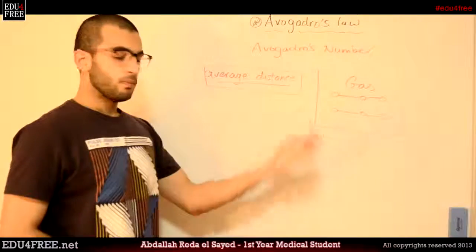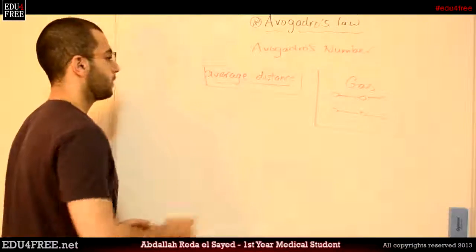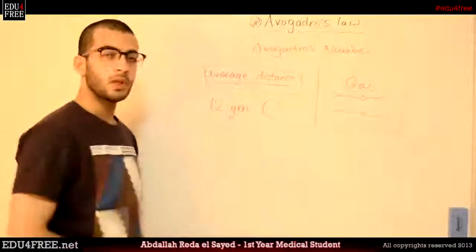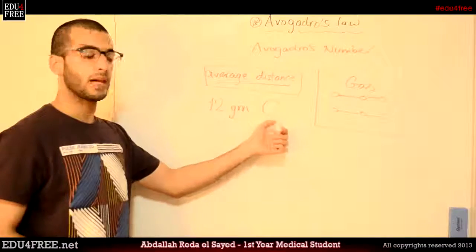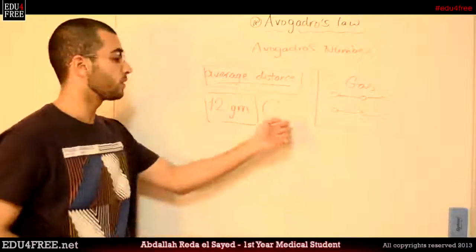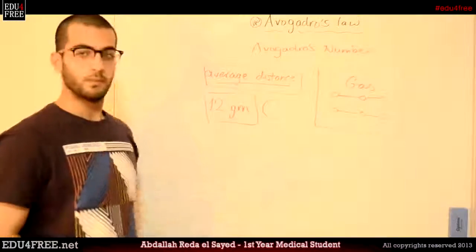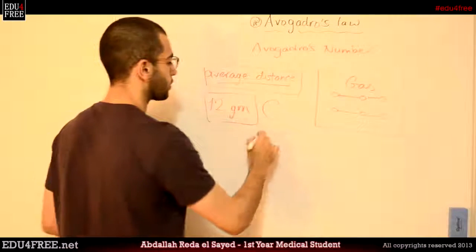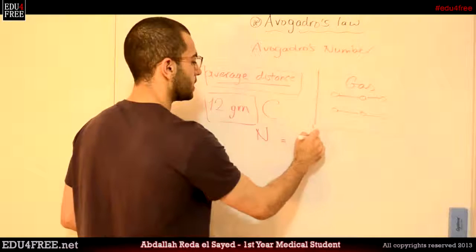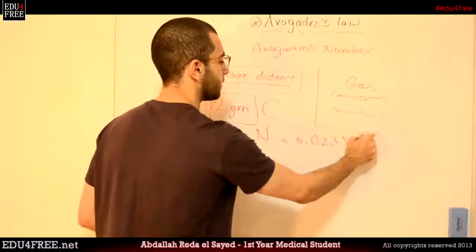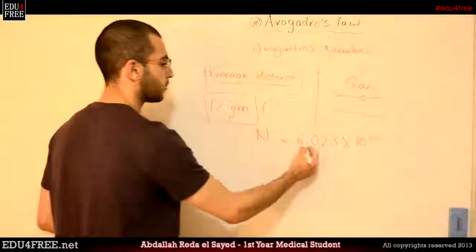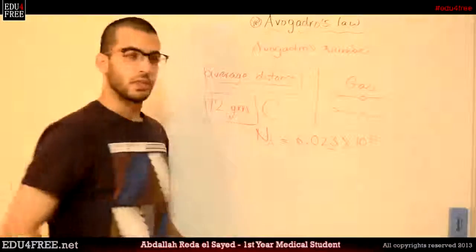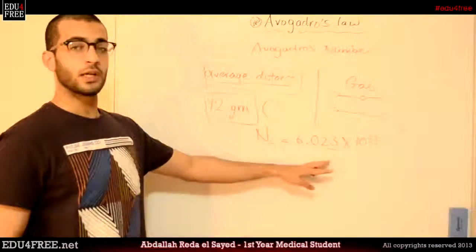So Avogadro, the scientist, found that in a 12-gram sample of carbon, because the atomic mass of carbon is 12, so he got a sample of pure carbon, and he found that the number of atoms inside this sample equals 6.023 multiplied by 10 to the power 23. So it's easy, 6.023 and here 10 to the power 23 again. So this number is called Avogadro's number because he discovered it, and it was set as a standard.